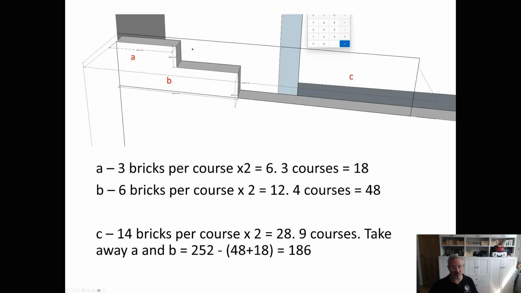So on this wall, the existing garden wall that needs to be built up, working on the principle that we're going to need to build the C section, which is the bit that's missing, is 14 bricks per course, which is 28, which is 9 courses. Take away A and B, you end up with 186 bricks required for this section here, and they'll be slightly different bricks because they're more of a red brick, whereas we want more of a yellowy brick on the other side, more London brick on the other side.